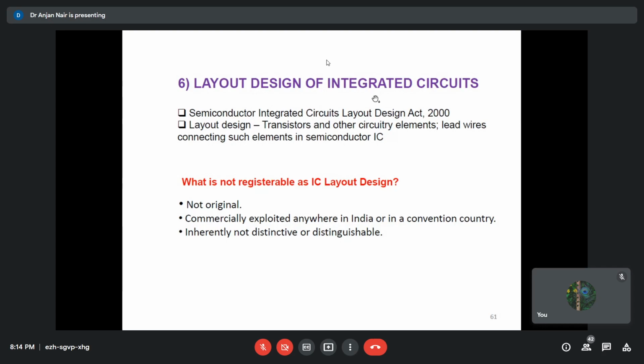You cannot file a patent for ICs in India. Instead, you have a different IPR for this, exclusively for the layout design of integrated circuits. It has to be original, and it should not have been commercially exploited anywhere in India or any other country.